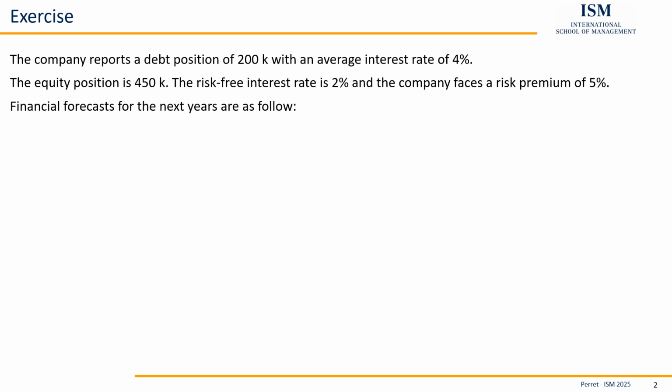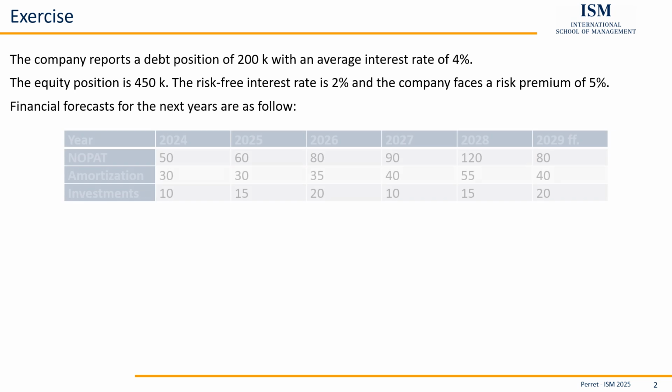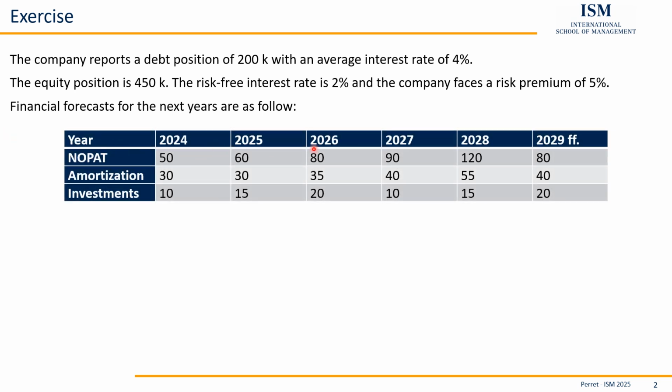In addition to all this information, we have financial forecasts for the next couple of years, in particular for the first 5 years, and then in a continuous fashion from year 29 onwards, more or less for perpetuity. Our task with all of this information is determining the WACC, the entity value, and the equity value. So let's start directly with the WACC.